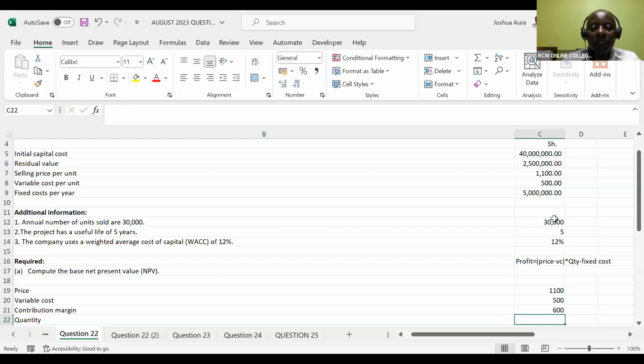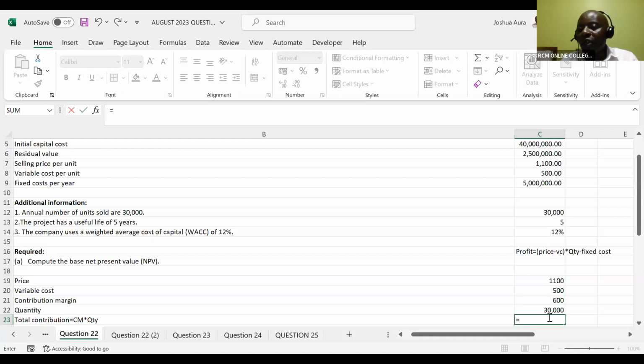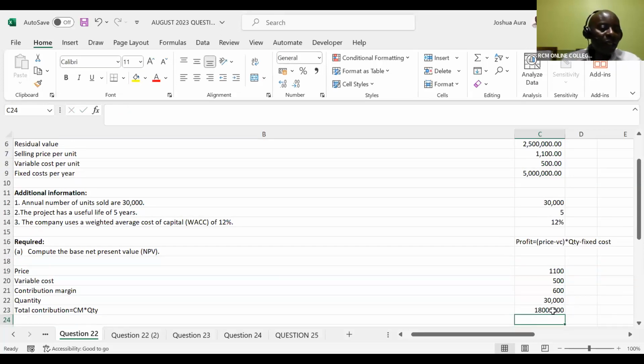Quantity is 30,000. You simply write there 30,000, so that now you can come here and get the total contribution by saying equals. You pick the contribution per unit that you have, and then you say times the quantity that is there. You're simply progressing. So come here and say enter. When you say enter, ladies and gentlemen, you are able to see something interesting there. Now you have what we call total contribution.